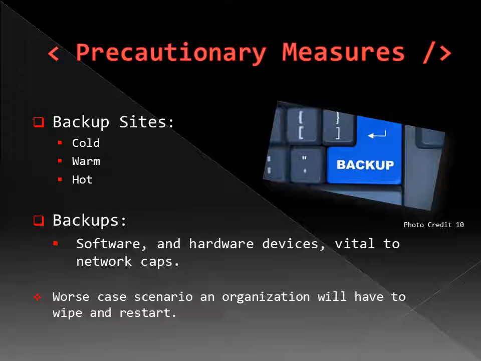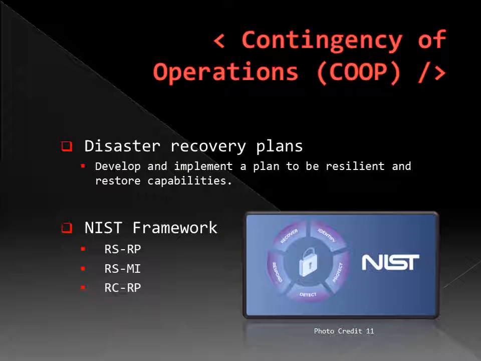Backups. Backing up software and having spare hardware devices are vital to network availability. An organization needs to have the capability to restore data if drives, switches, or routers fail in the instance of a disaster or software corruption. Worst case scenario, an organization will have to wipe and restart. Disaster recovery plans are developed and implemented as a plan to be resilient and restore capabilities.